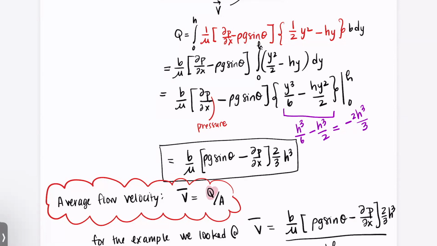So Q is just this, which we already calculated. And then our area is just B times H. Okay. So nothing too complicated here. These are just useful definitions to have in your back pocket.